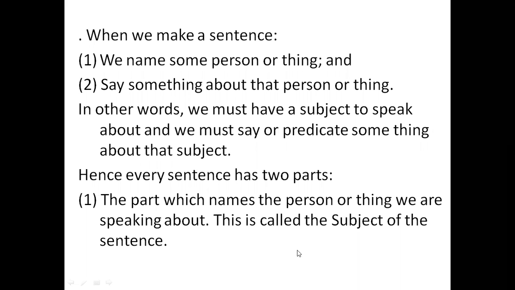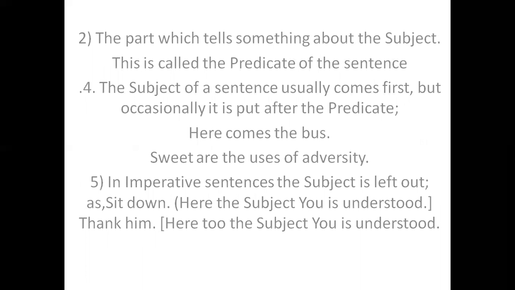Hence, every sentence has two parts. For our convenience, every sentence can be divided into two parts. The part which names the person or thing we are speaking about is called the subject of the sentence, and the part that tells about the subject is called the predicate of the sentence.